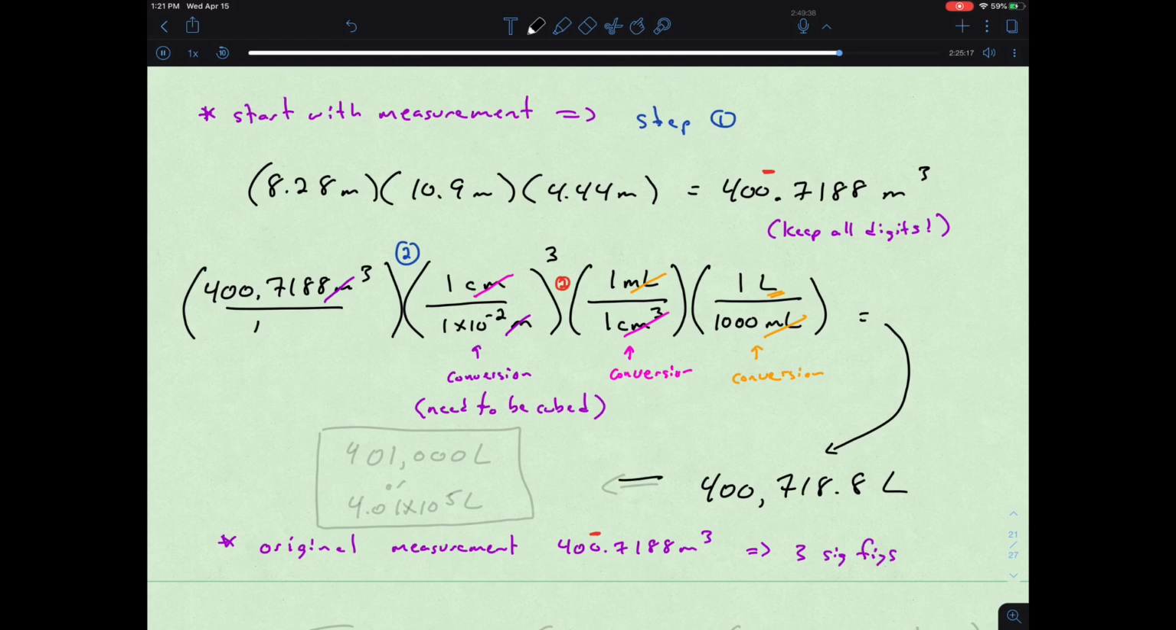And so now we can look at that number as 401,000 liters, or we could look at it as 4.01 times 10 to the 5th liters, right? It's getting into a larger unit. So either one of those would be acceptable here for this conversion.